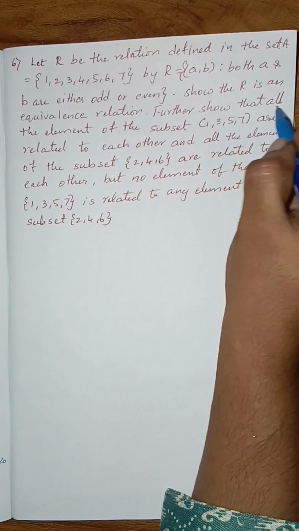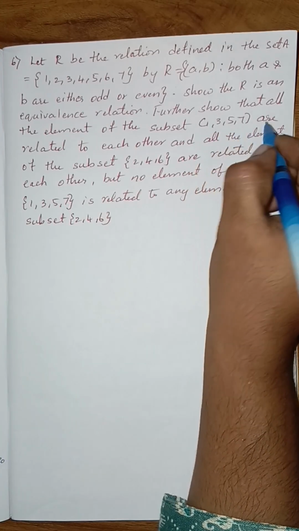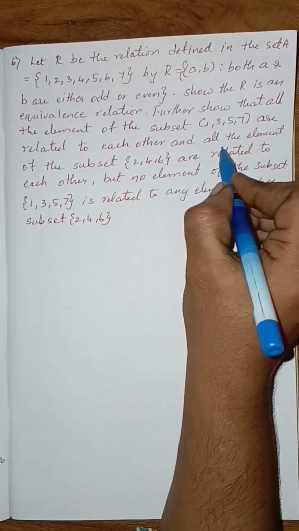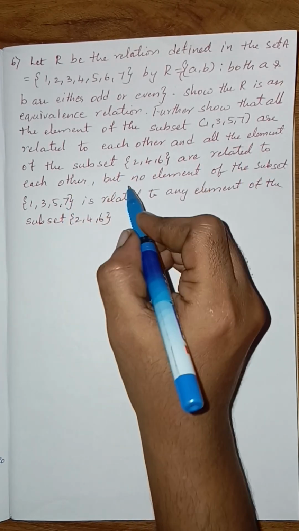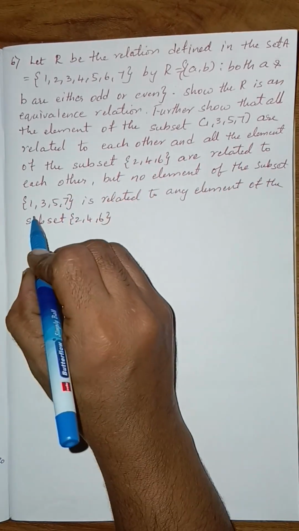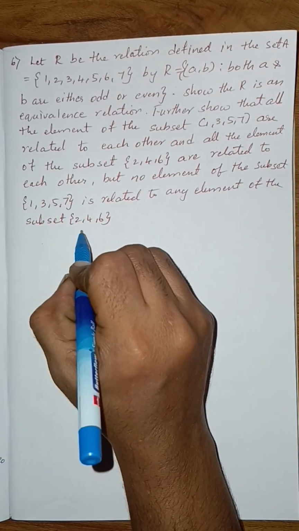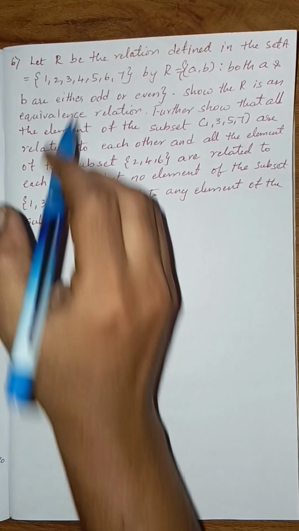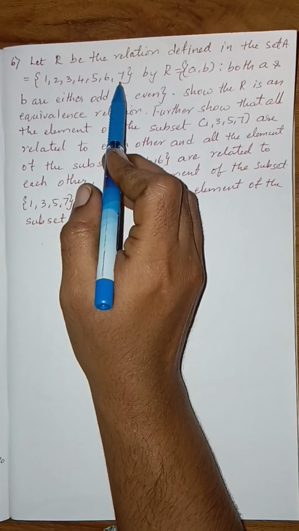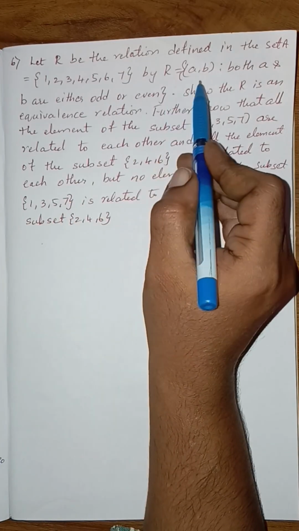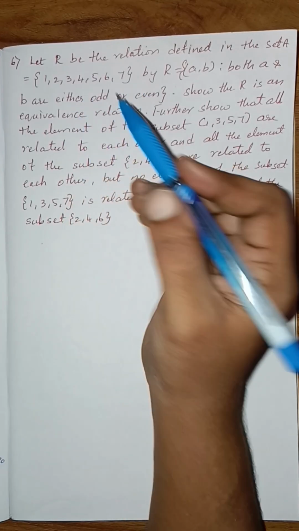Further, show that all the elements of the subset {1, 3, 5, 7} are related to each other and all the elements of the subset {2, 4, 6} are related to each other, but no element of the subset {1, 3, 5, 7} is related to any element of the subset {2, 4, 6}. So they have given us a set which has 1, 2, 3, 4, 5, 6 and 7, and they have given us a relation telling that both a and b are either odd or even.